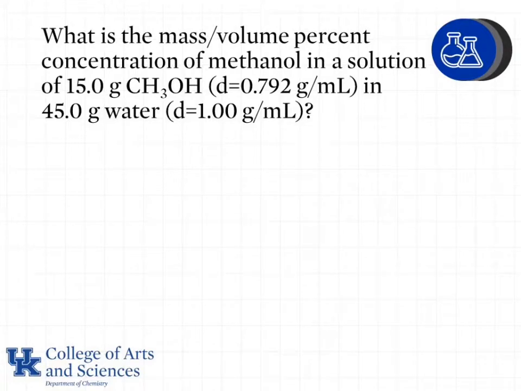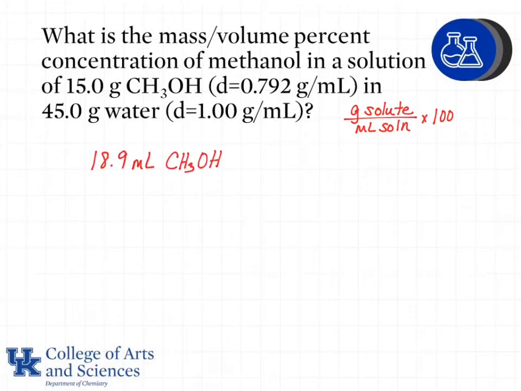What is the mass volume percent concentration of methanol in a solution of 15 grams of methanol in 45 grams of water? We still have the same amounts of each substance, but now we're calculating the mass volume percent. We define that as grams of solute over milliliters of solution times 100. We've previously determined that the volume of the solute is 18.9 milliliters of CH3OH, and the volume of our solvent, which is water, is 45 milliliters.